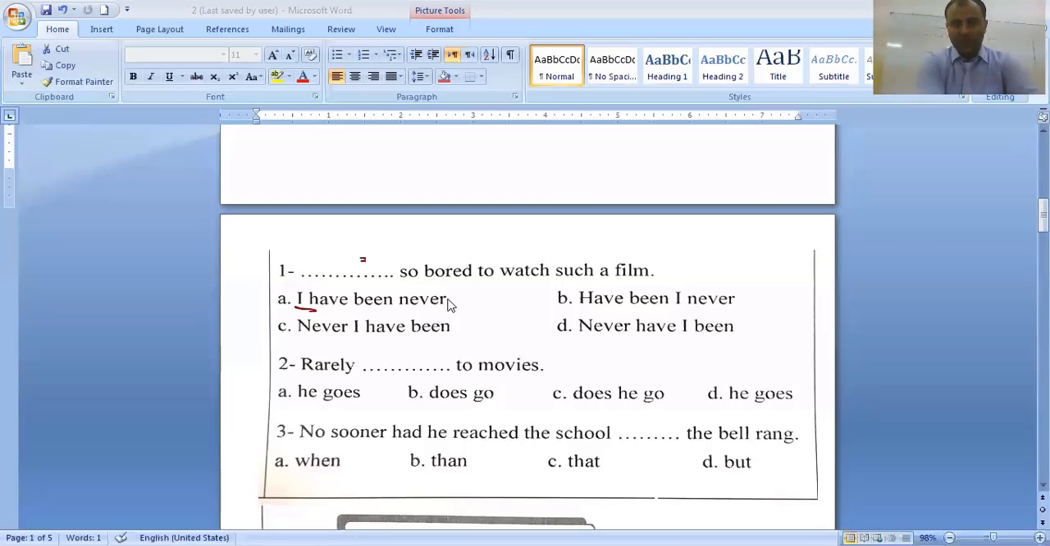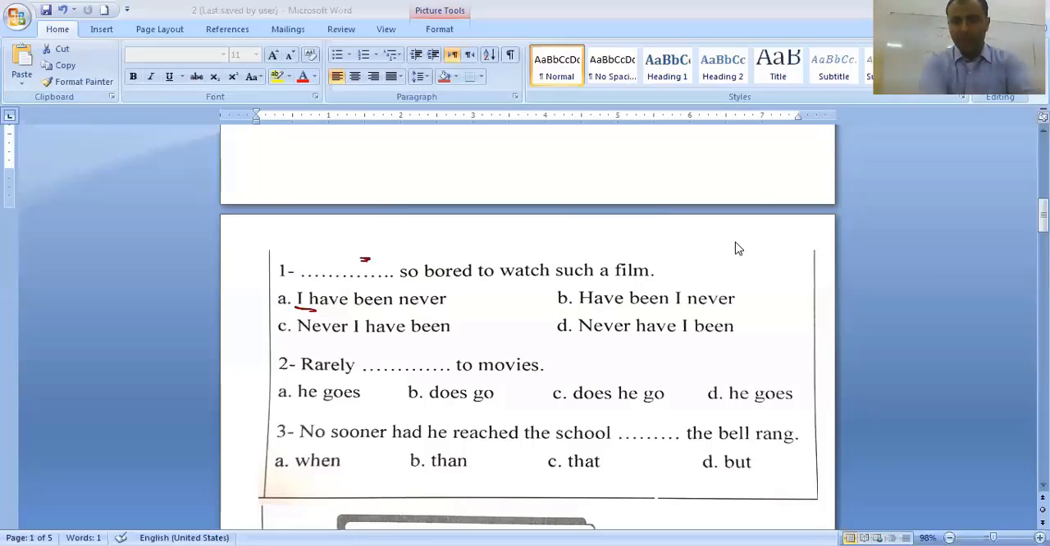Here we have 4 choices. A, I have been never. Number B, have been I never. Number C, never I have been. Number D, yes, Khalid. It's the inverted sentences, yes.